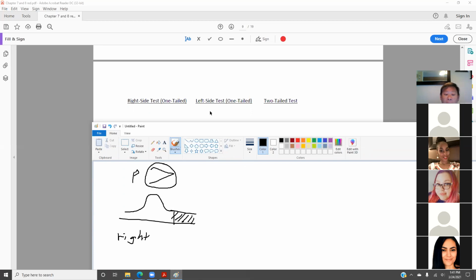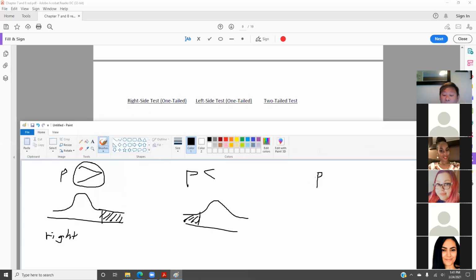And if you have a left tail test, that is where you use less than. And for this case, your shading area is on the left. And if you have a two tail test, a two tail test is used when you have not equals to. The reason why we call this two tail test is because it is both sides.